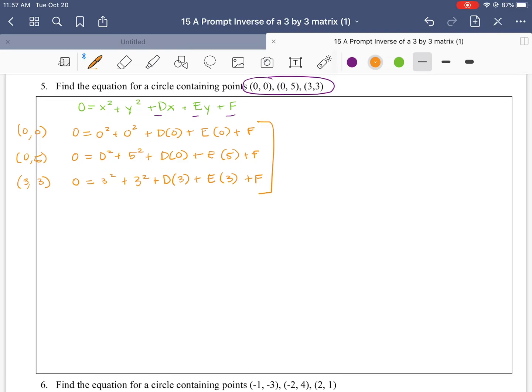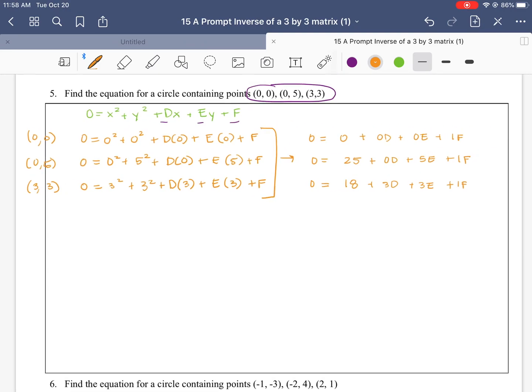So now we can take these equations and rewrite them so that we are simplifying it. 0 plus 0, 0. And then we have 0d, 0e, and 1f. Then we have 0 equals 25 plus 0d and 5e and 1f. And the last one is going to be 18 plus 3d plus 3e plus 1f. All right, so that's all looking good.